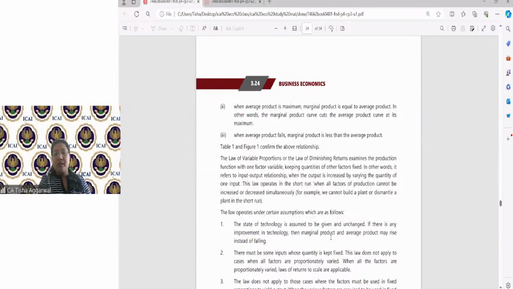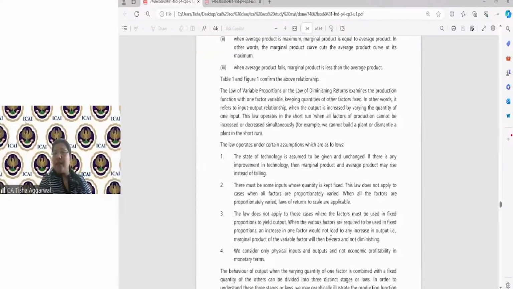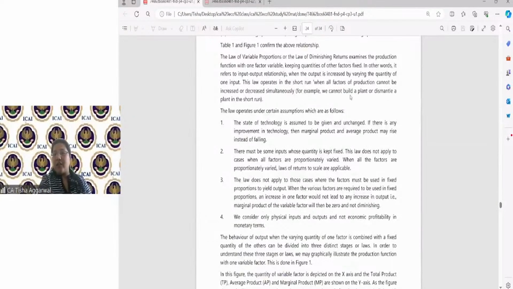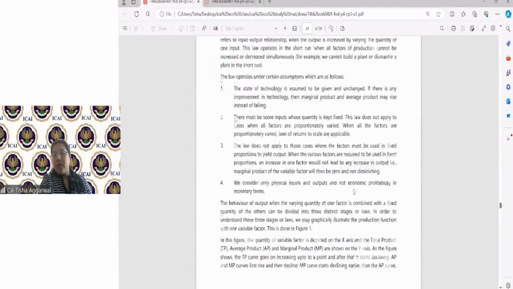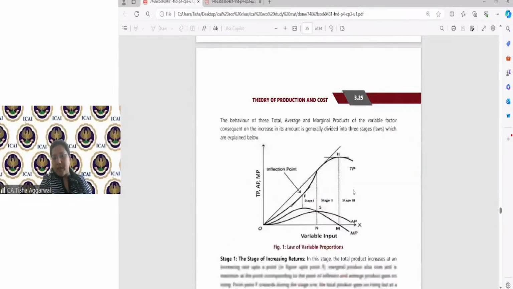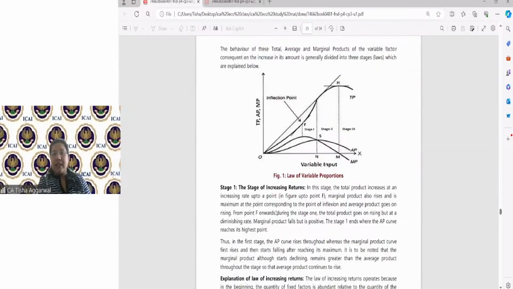Now, the law of variable proportion simply says that if technology is constant, and some inputs are fixed while other inputs are variable, we always have a very simple relationship. The relationship says that initially the total product increases at an increasing rate, then increases at a diminishing rate, and eventually it starts falling. Please understand, I'm repeating, there are 2-3 conditions kept in this. First, the state of technology is constant.